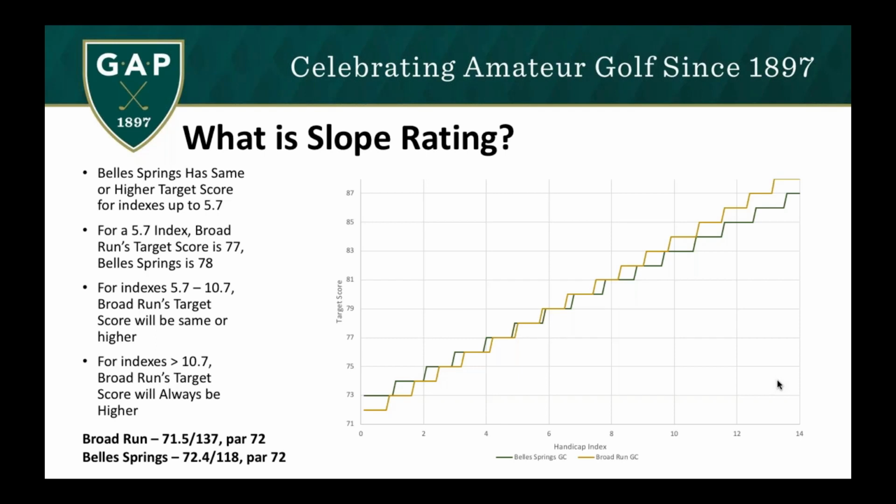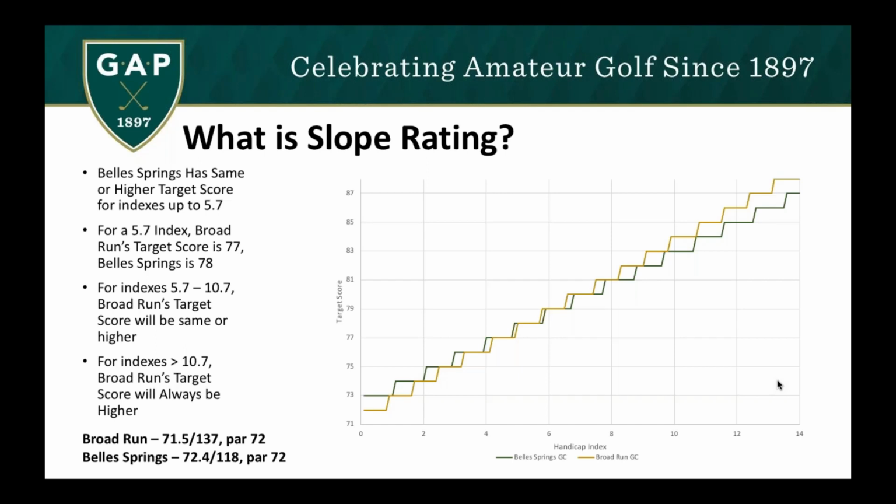So the scratch player doesn't really move. Slope doesn't affect them. They're a 0 everywhere they play. But everybody else can go up, or sometimes down if the slope's below 113, relative to their handicap index. If you take that slope rating of 137 or 118 and divide it by 113, you're going to get pretty much the ratio of how much the scores are expected to go up relative to the player's handicap index.